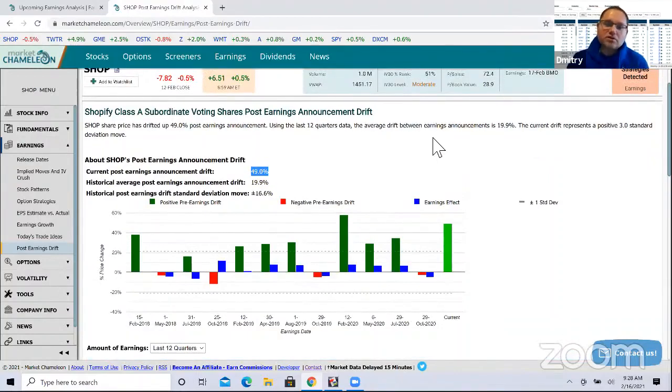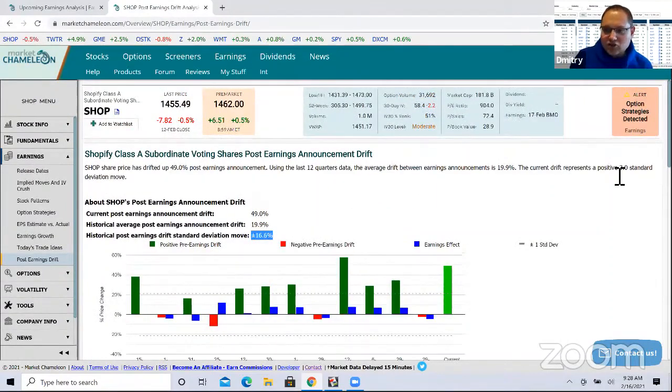How does that compare to what it usually does between earnings? We see that the average drift historically has been up 19.9%. The average move up or down between earnings has been 16.6%. So that's a 3 standard deviation move to the upside relative to its historical moves. So at least here we're seeing that, based on historical benchmarks, traders look like they're already pricing in an optimistic earnings report from Shopify.